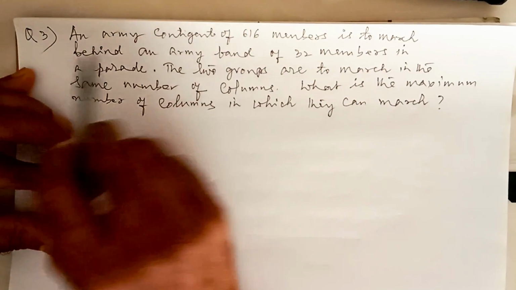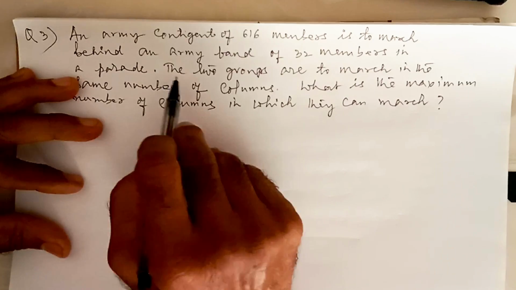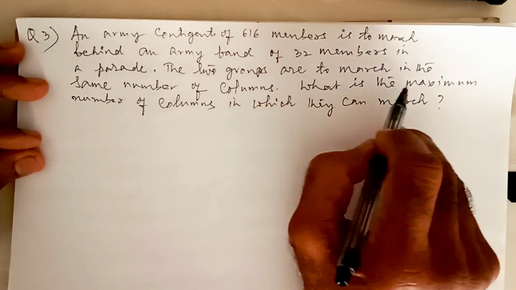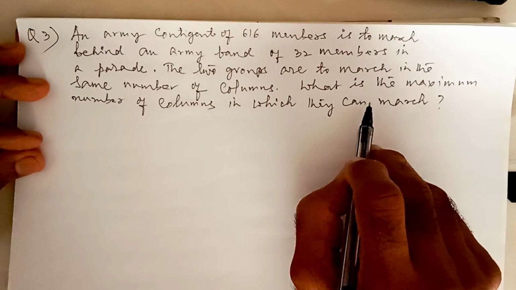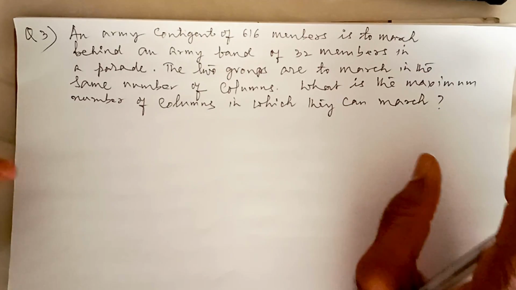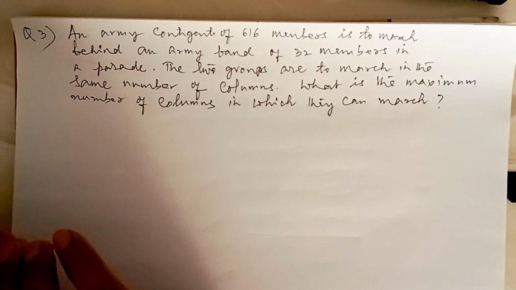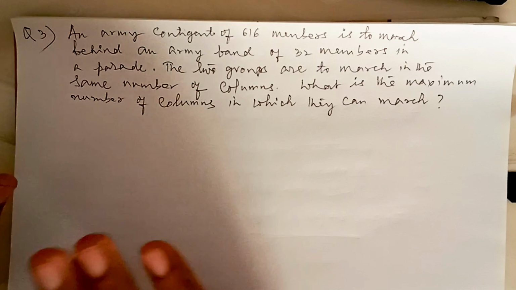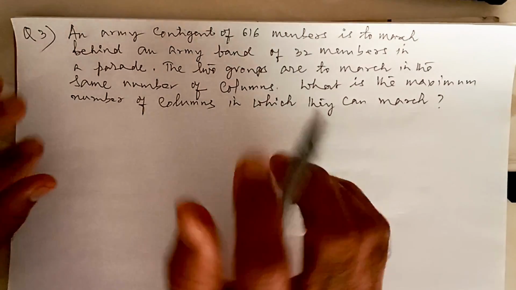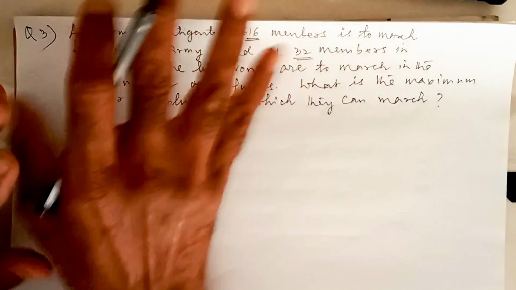I read out the question. An army contingent of 616 members is to march behind an army band of 32 members in a parade. The two groups are to march in the same number of columns. What is the maximum number of columns in which they can march? The question looks bigger and tough, confusing. Students, I tell you, it is the easiest question. You can solve in just one step. All they want you to find out is HCF of two numbers, 616 and 32. That's all. But they want to confuse you.